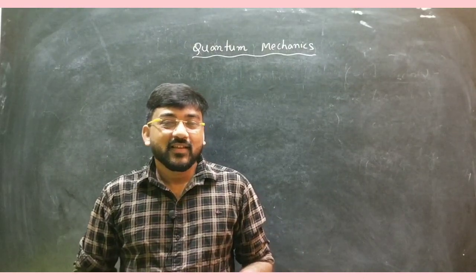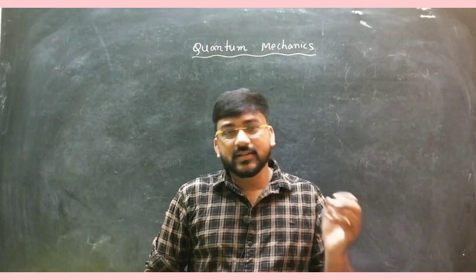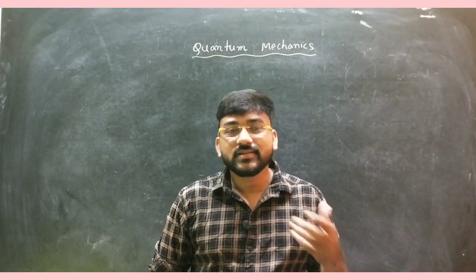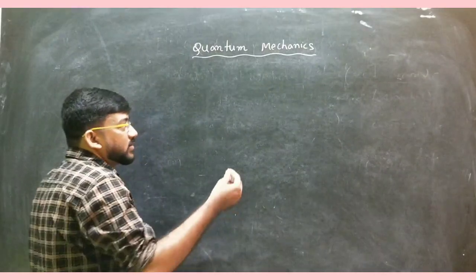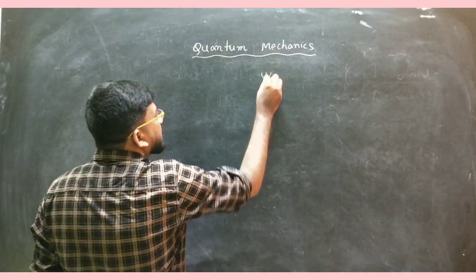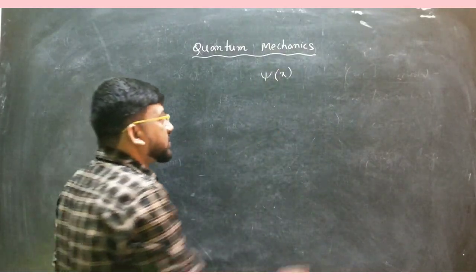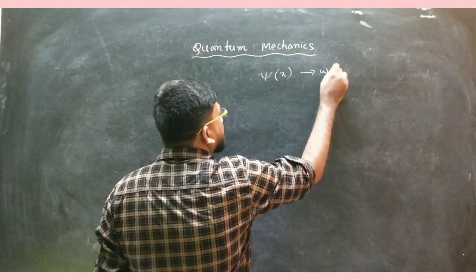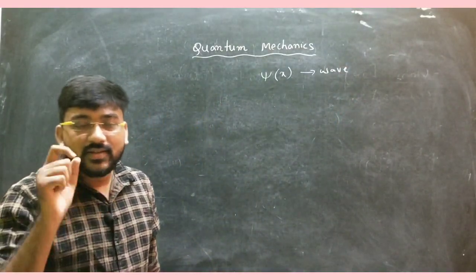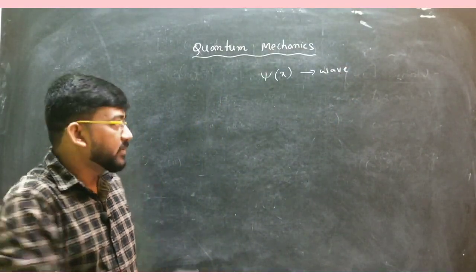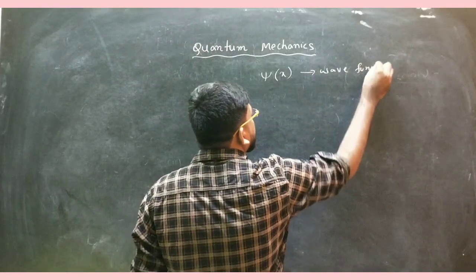Okay. So basically you know that any state in quantum mechanics can be described by a wave function that is more popularly denoted as psi. So let us consider that this psi of x is a wave function. Any microscopic particle, the state of any microscopic particle, can be described by the wave function that is denoted by psi. So this is our wave function.